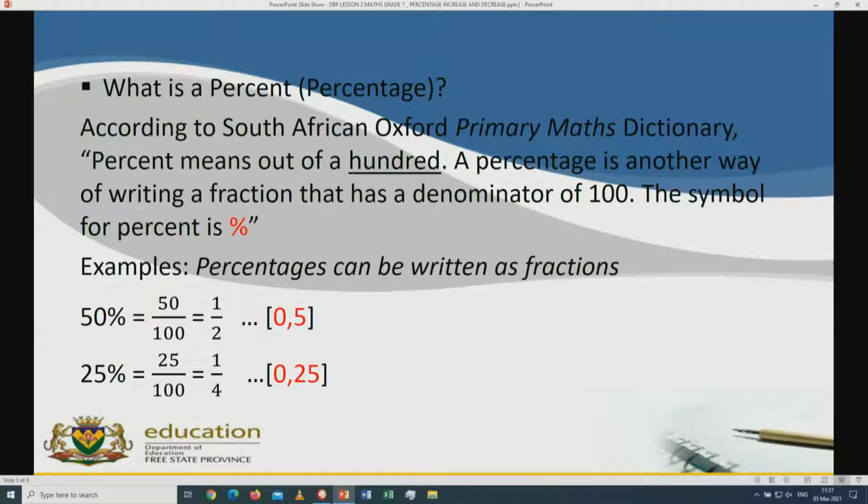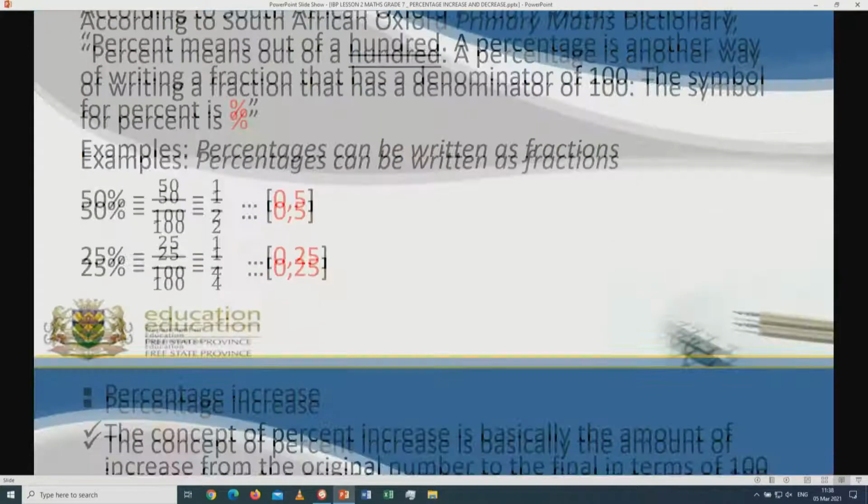The next example is 25%. We take the number 25, we divide it by 100, and if we have to simplify it, it will be 1 divided by 4. How do we get to 1 divided by 4? 25 into 25 goes once. Then 25 into 100 goes 4 times. If I convert it to decimal fractions, 1 divided by 4 will be 0.25. This, highlighted in red, we call decimal fractions, which is not the topic for today, but the topic for another day with Ntate Mahloko.